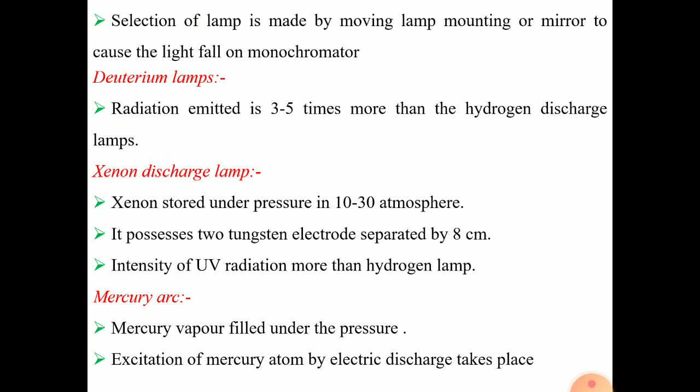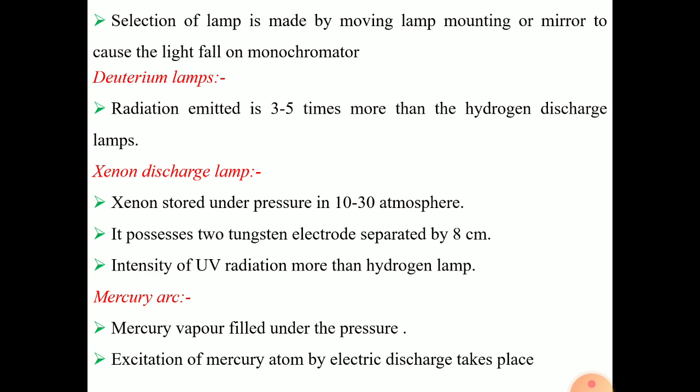So deuterium lamp is nothing but the isotope of hydrogen. The construction and working principle of the deuterium lamp is similar to the hydrogen discharge lamp. It also has a silica envelope and two electrodes. We are filling the deuterium with high pressure. The advantage of this deuterium lamp is that it produces radiation 3 to 5 times more than a hydrogen discharge lamp.